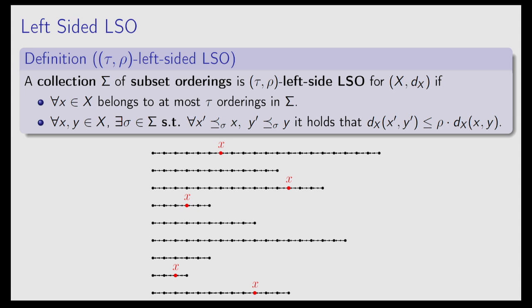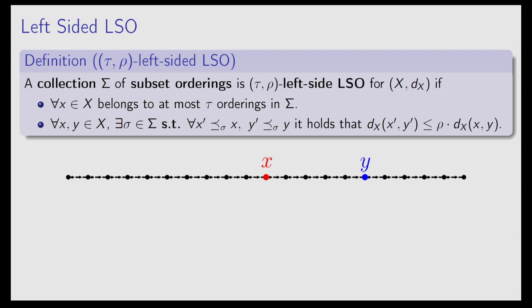A left-sided LSO is, similarly, a collection of orderings, but now the guarantee is that each point appears in at most tau orderings. So the total number of orderings might be very large, even linear, but each point x is supposed to appear in at most tau of them. And the guarantee is that every two points, x and y, must appear together in some ordering, and in this special ordering they will not necessarily be consecutive. The property is that for every two points x prime and y prime, the distance between x prime and y prime will be at most rho times the distance between x and y.